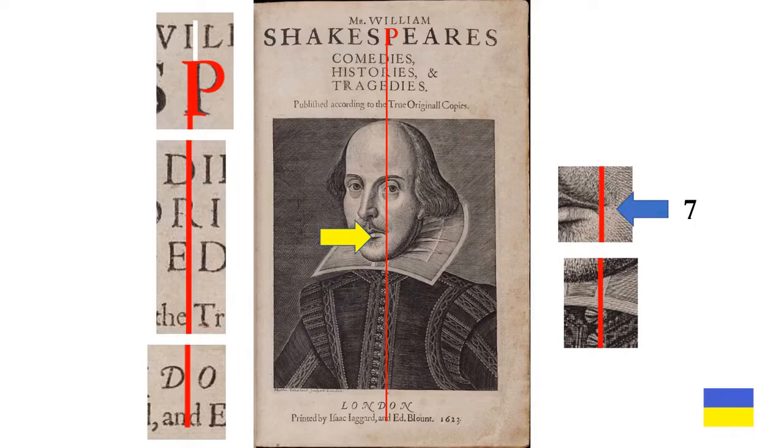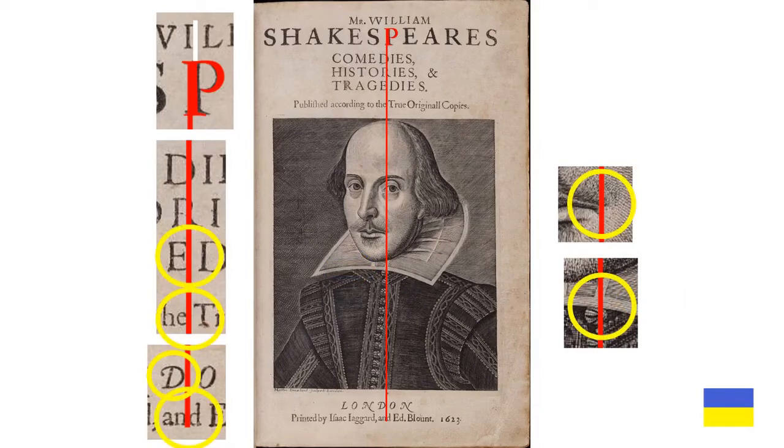In the engraving, it goes right along the right-hand corner of the mouth. And it also clips through the collar seam, and the first two buttons in the doublet. This gives us a whole bunch of anchor points.